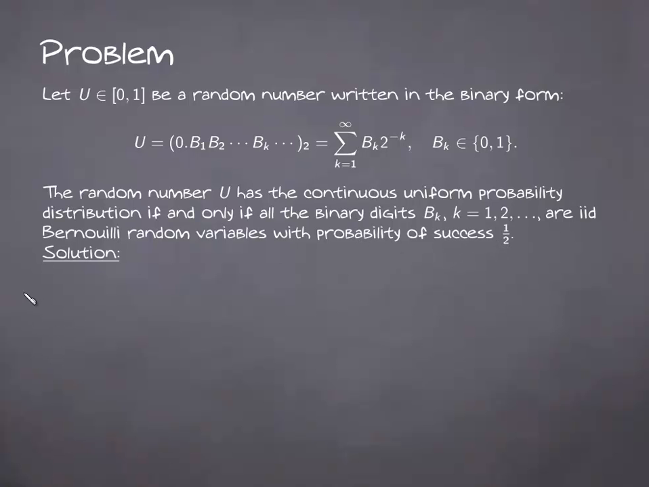So first I'm going to prove the necessity. Suppose that u is a standard uniform random variable chosen between 0 and 1, and let's consider its binary digits. If you look at the first digit, b1 can be 0 or 1. b1 is 0 if and only if u is between 0 and 1/2. Clearly, the probability of this event is 1/2, since u is a uniform random variable and the probability is equal to the length of this interval, which is 1/2.